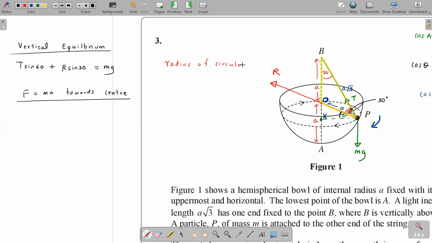Radius of circular path of particle P. So it's going to be what? A cos 30, right? Or you could say A root 3 cos 60, because this big angle is 60. Or you could say it's A cos 30. So any of them are fine.